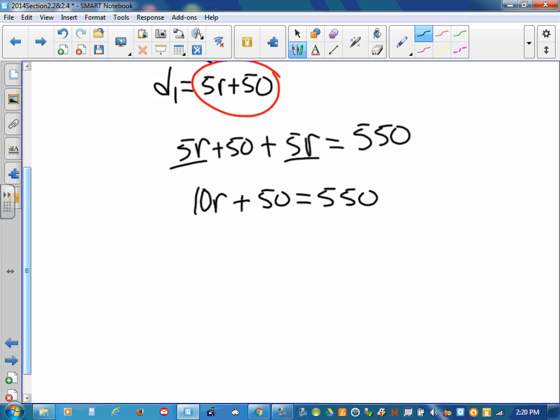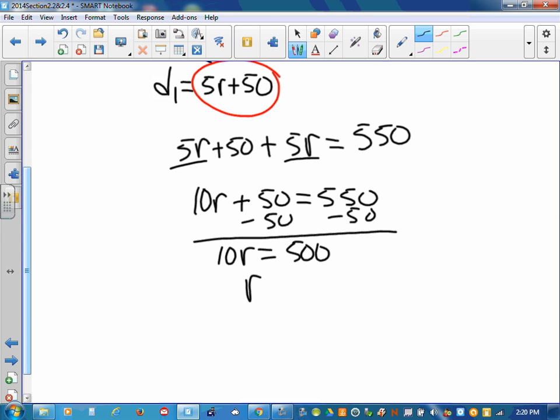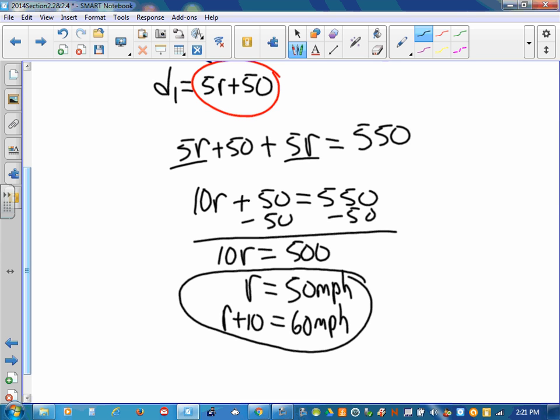It's all about reducing it down to something that you can handle. So we're going to subtract 50 from each side of the equation, and we get 10r is equal to 500. Divide by 10. The rate of the first bus, the slower bus, is 50 miles per hour. The second bus, R plus 10, would be 60 miles per hour. All right, turning the page. So these would go a little faster.